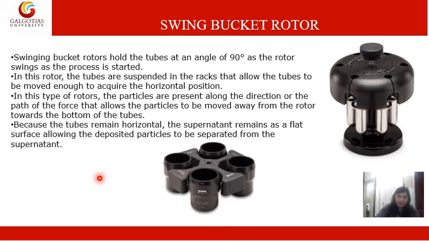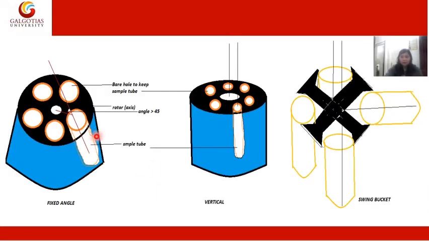In this type of rotor, the particles are present along the direction or the path of the force, which allows the particles to move away from the rotor towards the bottom of the tube. Because the tube remains horizontal, the supernatant remains a flat surface, allowing the deposited particles to be separated from the supernatant. Now on this slide, I have drawn some figures so that you can compare the fixed angle, vertical and the swing bucket rotor.